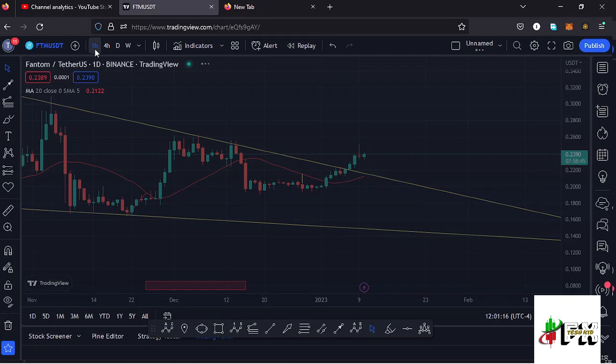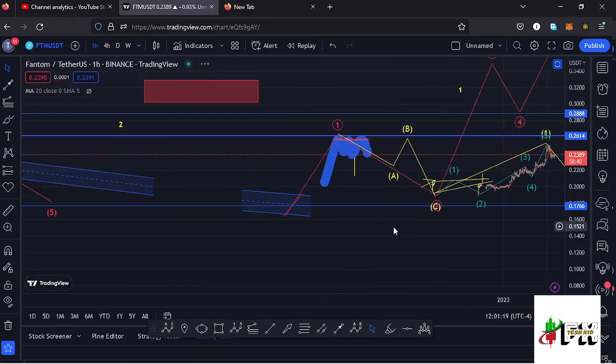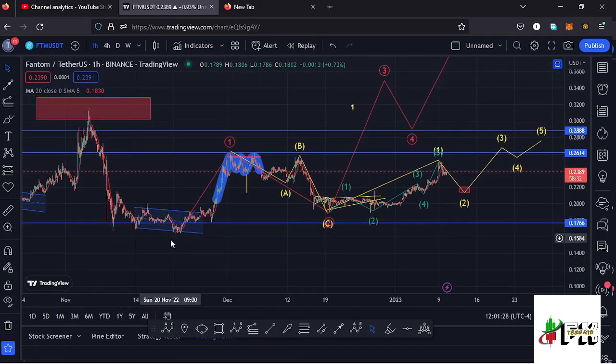And jumping to the 1 hour chart for further analysis, here on the 1 hour chart, you can see that Fantom, after making its low at around the $0.15 mark, we started a very nice bounce to the upside, which has been obeying the Elliot wave structures, where we can have that as the first wave to the upside, making its peak at around the $0.26 mark.